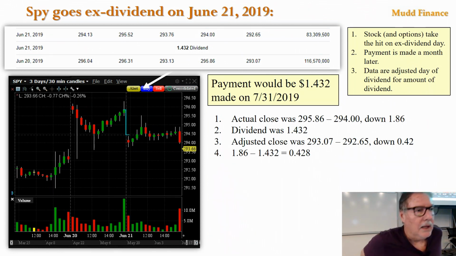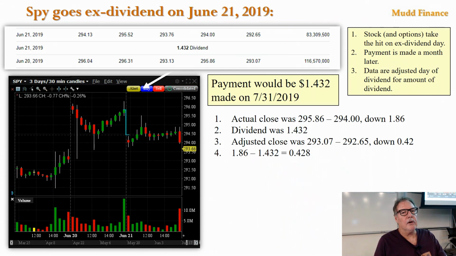You have to know, if you care about the dividend, when the stock goes ex-dividend. And again, the payout is not at the same time. The payout comes considerably later. So if you buy the stock after the ex-dividend date, you don't get the next dividend. Therefore, stocks and options take the hit on ex-dividend day. Now, the big deal really is for options trading, because options are hugely leveraged. So if you're trading options, you absolutely have to know if a stock that you're trading options in is going to pay a dividend, as we'll see when we get to options. So the stock and options take a hit. The payment is made a month later.